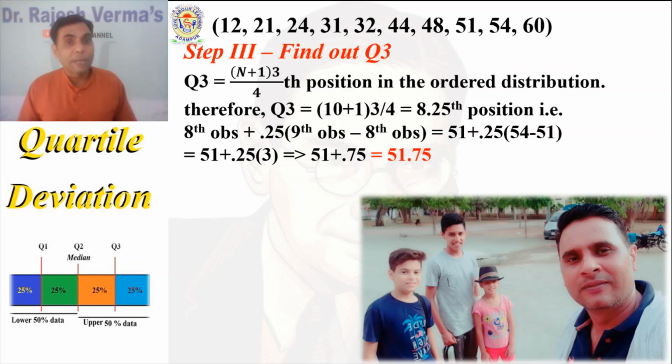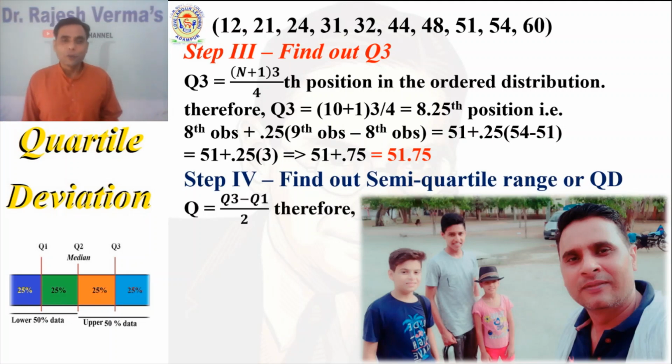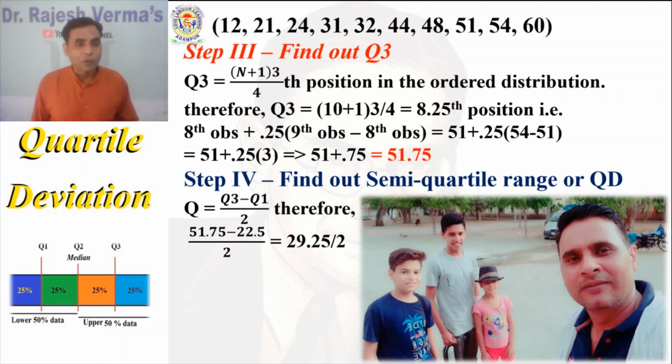Now the last step is to find the semi-quartile range or QD. So what is that? Q3 minus Q1, divided by 2. Q3 is 51.75. What was our Q1? 22.5. So 51.75 minus 22.5 is 29.25, and if you divide by 2 it will be 14.625. So the quartile deviation for our hypothetical data when our data is in even numbers, our answer will be 14.625.